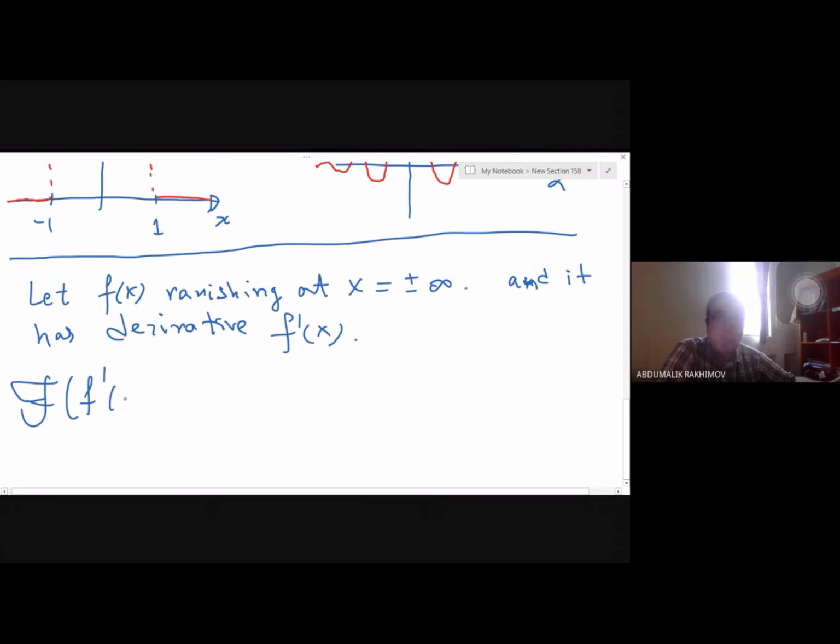Fourier transformation of the derivative. So what will be the action of this Fourier transformation on this derivative, right? Let's check. By definition, Fourier transformation for any function is the integral from minus infinity to plus infinity. Now I must bring here the function. The function is f prime x, right? f prime x exponential iota alpha x dx, right?